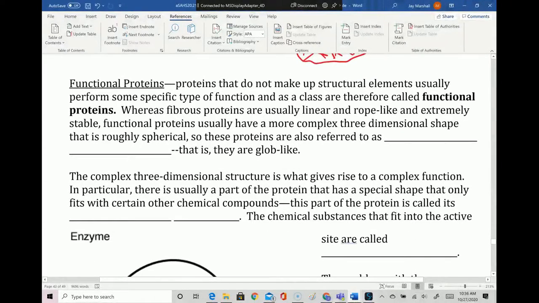Now, you might say that structure is a function, but when we say functional, we actually think about things that do something physically. It causes some kind of a thing to happen, rather than it just sits there and holds things together. So we separate structural proteins from all of our other proteins. We call all of the other proteins functional proteins. So proteins that don't make up structural elements perform some type of specific function, and therefore they're called functional proteins.